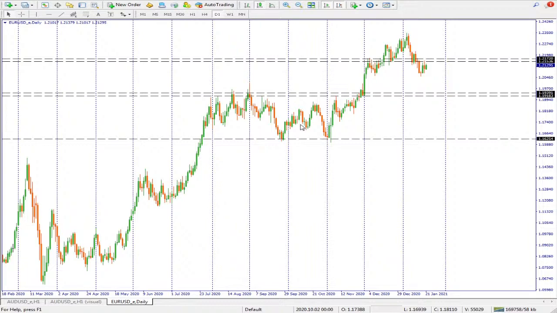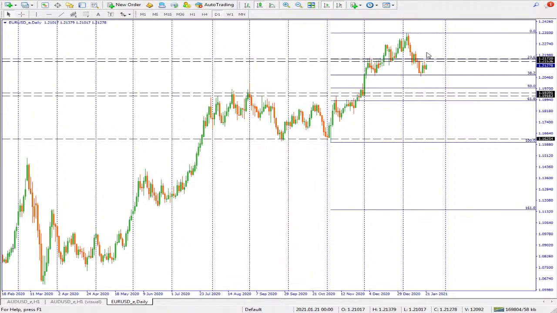As it is now, we took a sell from this point here. We are still holding onto this position. We are expecting price to continue down up to the 38.2% fib level, and then the next level is the 50.0% fib level. Then the next level is the 61.8% fib level, and then the swing low is the 100.0% fib level.